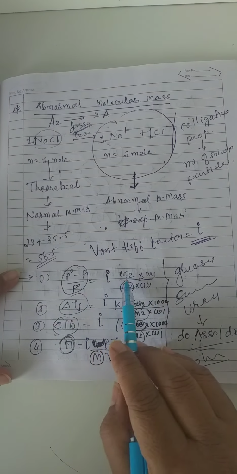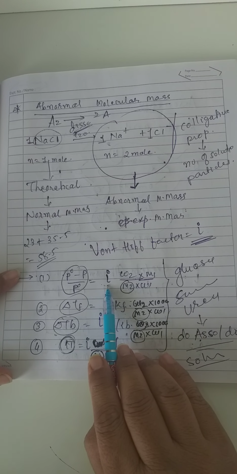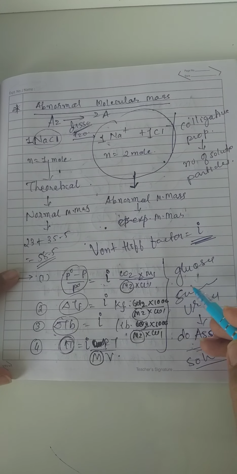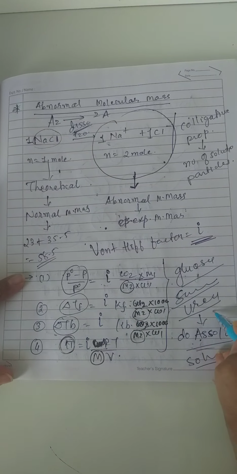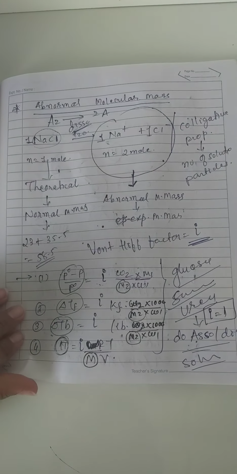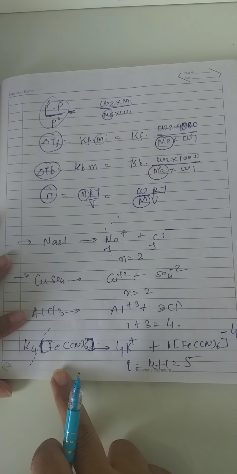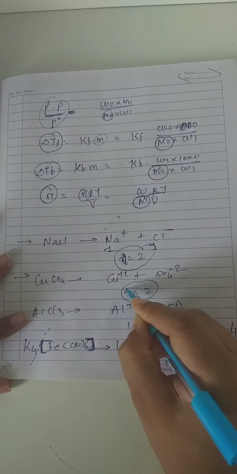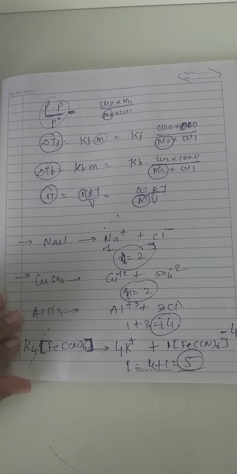For numericals, you have to remember that we have to put the van't Hoff factor in each and every colligative property formula. But as I explained, when we have glucose or sucrose or urea, i is equal to 1 in these cases. And if there is a numerical with NaCl, CuSO4, AlCl3, K4[Fe(CN)6], at that time we take i equal to 2 for NaCl, 2 for CuSO4, 4 for AlCl3, and 5 for K4[Fe(CN)6].